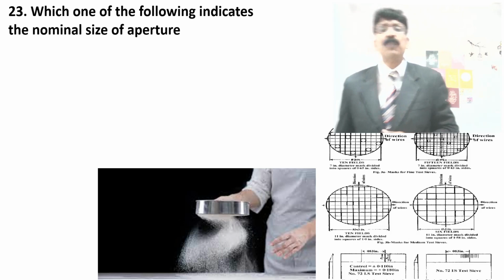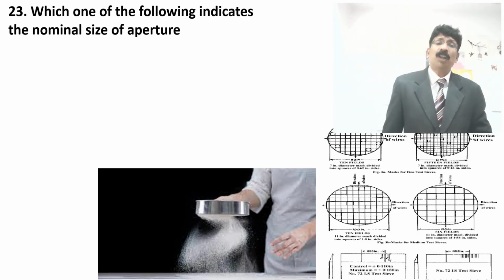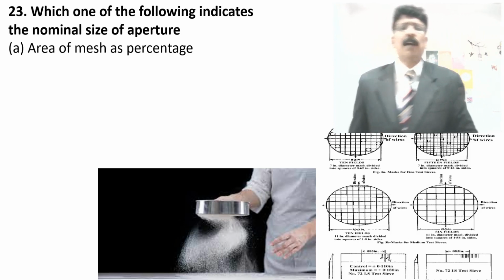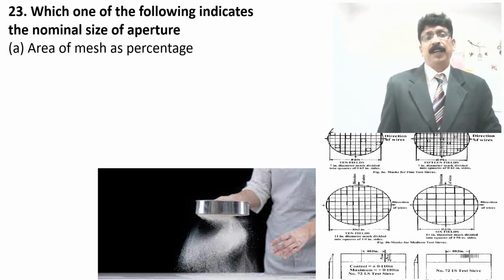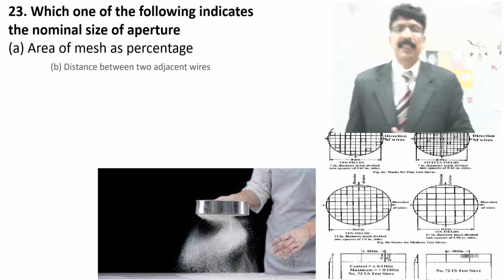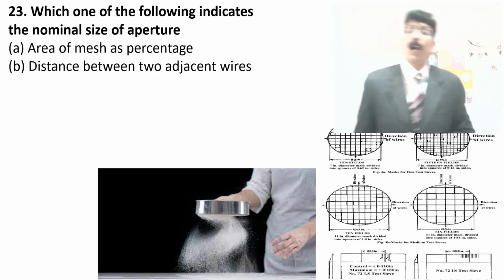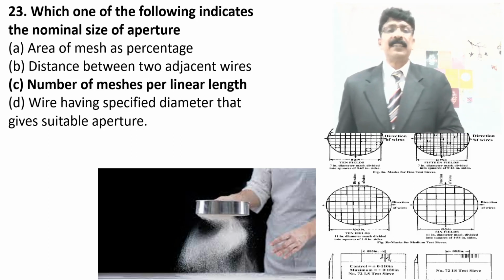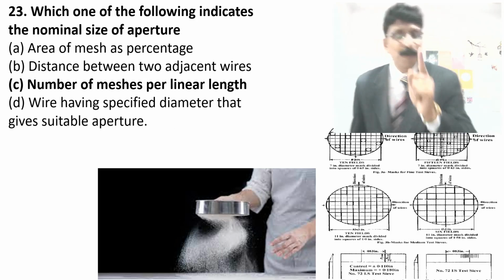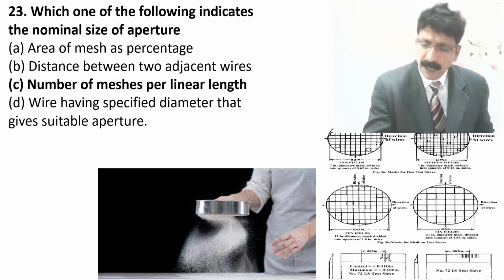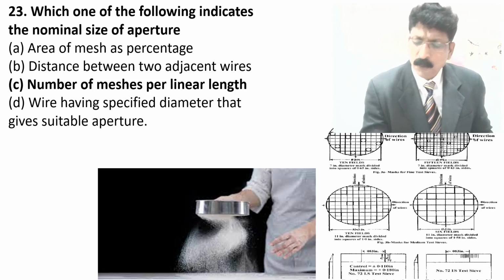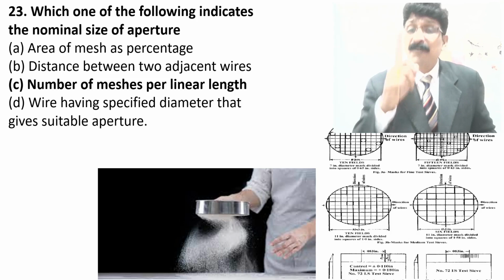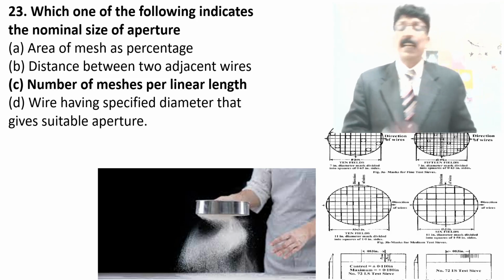Which one of the following indicates the nominal size of aperture? Nominal size of an aperture: the whole of the sieve area of the mesh as a percentage, distance between two adjacent wires, or number of mesh per linear length. That is why we told number of apertures, the number of holes in a square millimeter, decides the number of the sieve. That you might have studied in the British Pharmacopoeia.